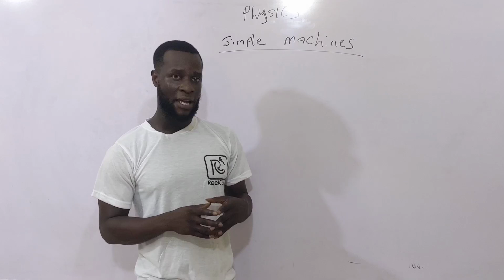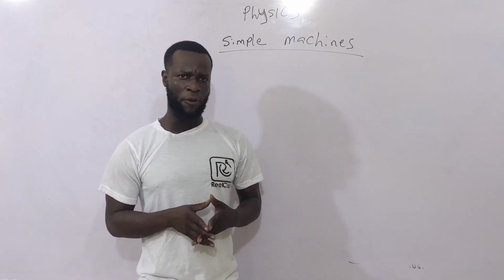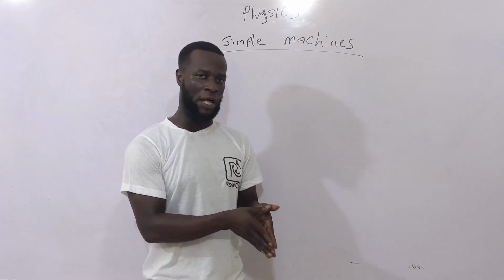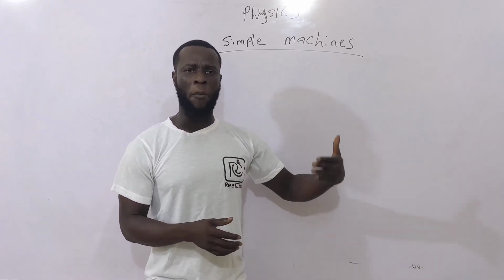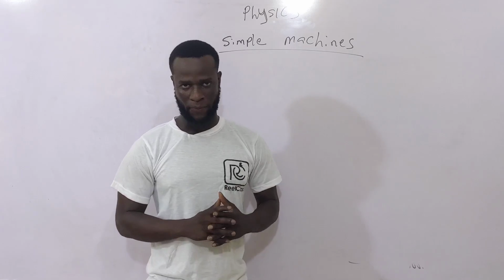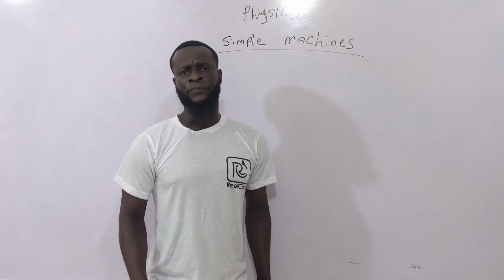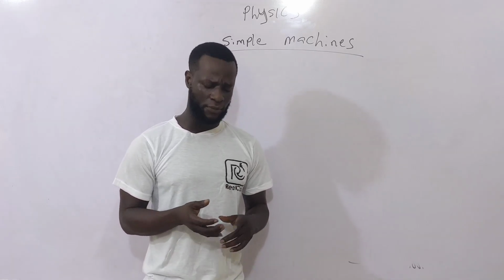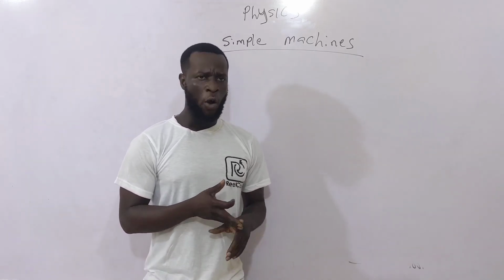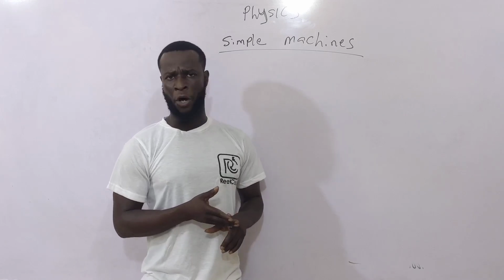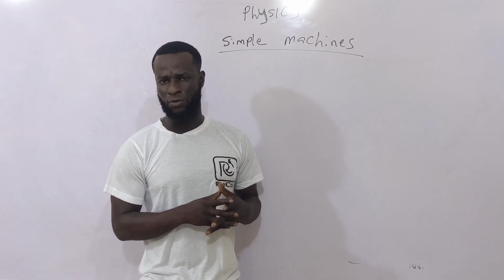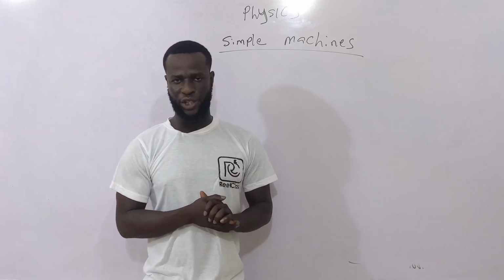However, in physics, a machine or a simple machine is a device that allows effort to be applied at one point in order to overcome a load at another point. That is a simple machine. Examples of simple machines will include your scissors, your plier, your lever, your pulley, your screw jack, and your wheel and axle. All of these are simple machines.